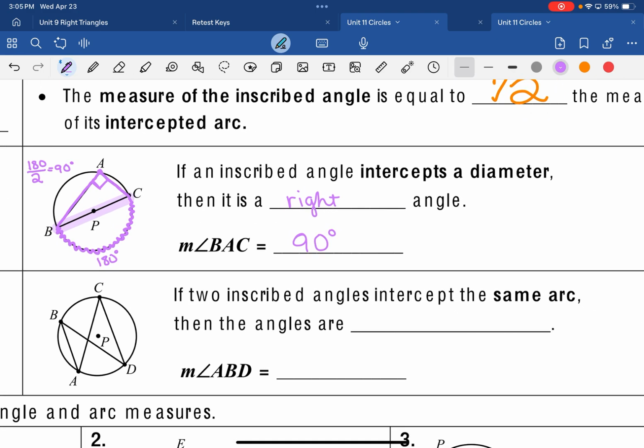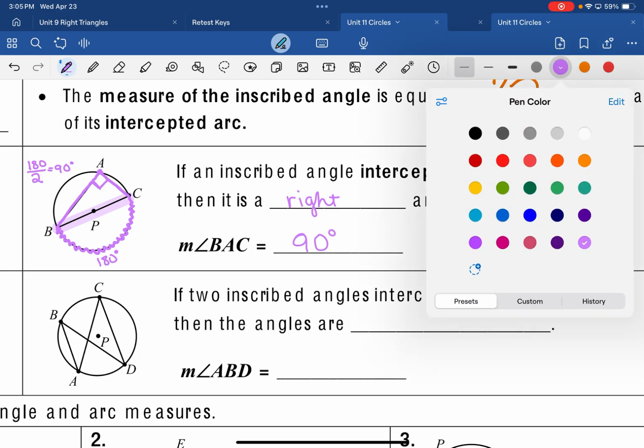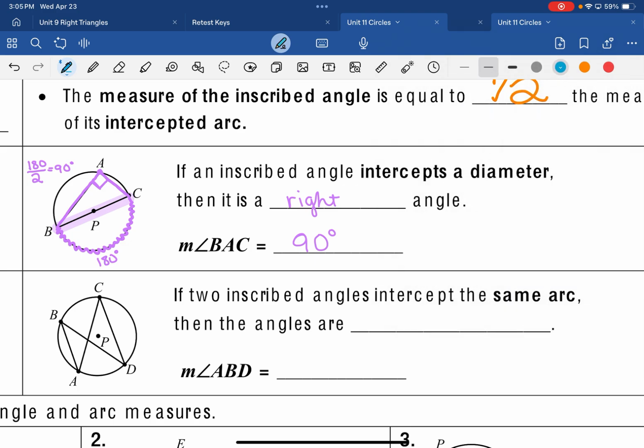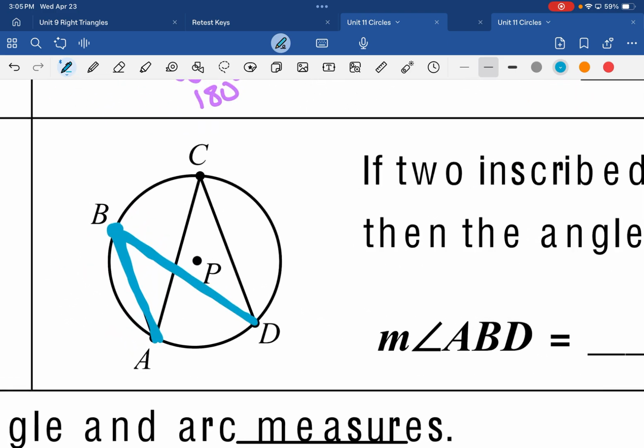Okay, and the last thing we're going to look at is if two inscribed angles intercept the same arc. So an example of this would be right here. If I'm looking at angle B, I'm looking at A, B, and then we go to D. What arc goes with that angle right there? AD, right? This arc right here. Well, then if I go the other direction, what if I said, okay, I'm going to do A, instead of going to B, I go C, and then I go D. It makes the same arc, right?